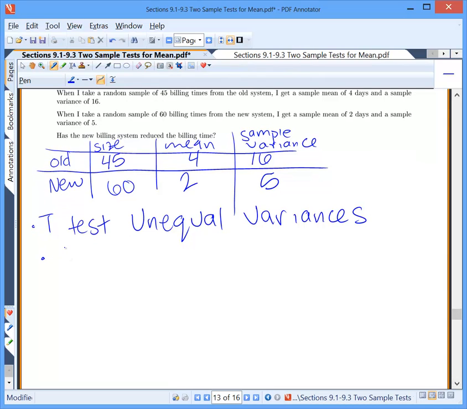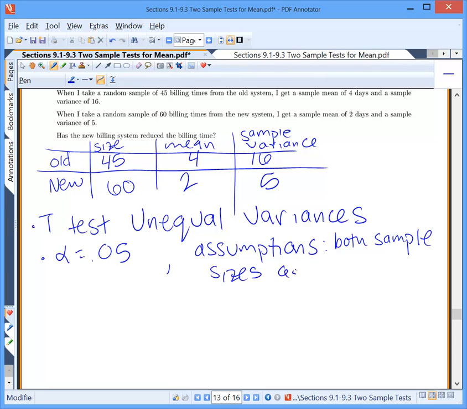They didn't tell me a significance level, let's use 0.05. And we need to check our assumptions, which is that both populations are normal or both sample sizes are at least 30 or some combination of that. And in this case, our sample sizes are 45 and 60, so both sample sizes are large. So we can do this test.